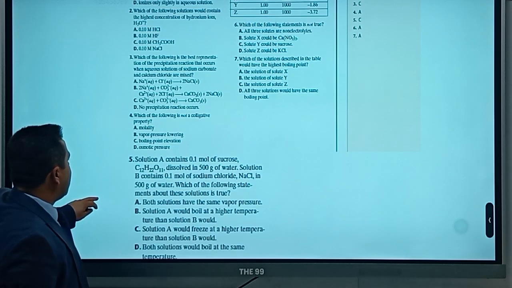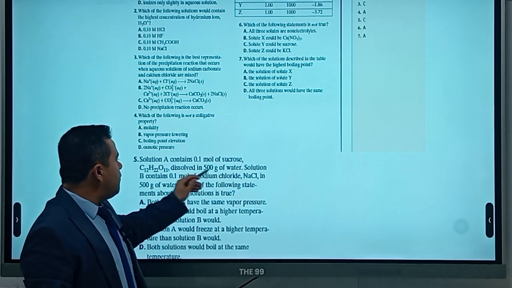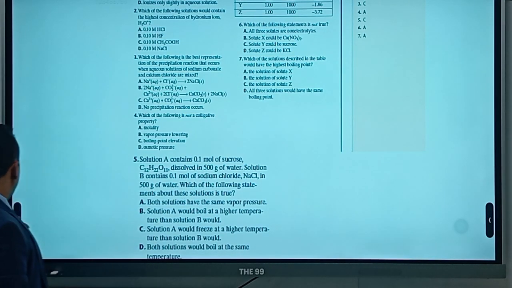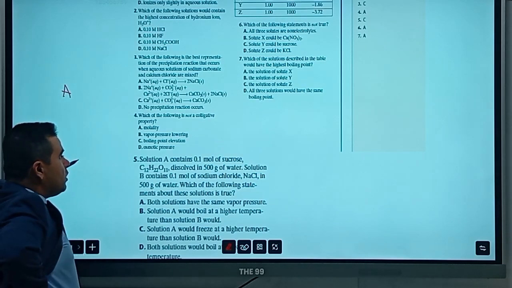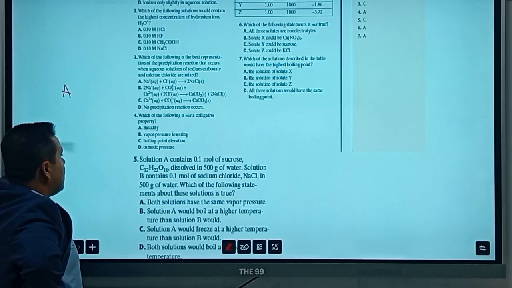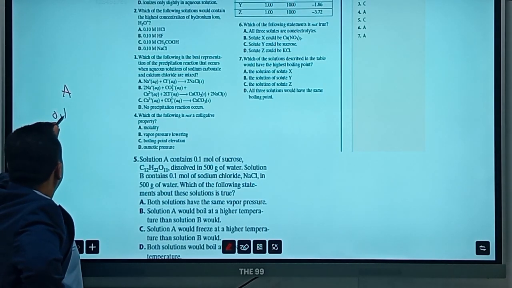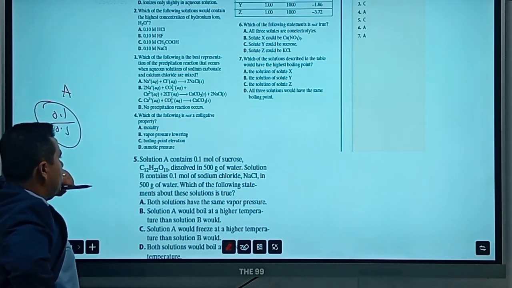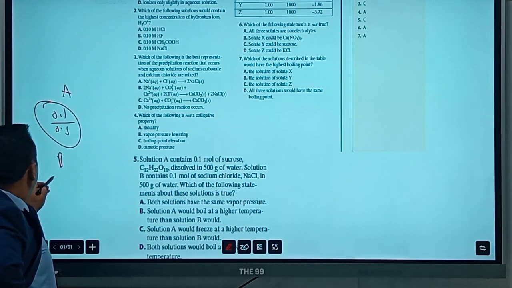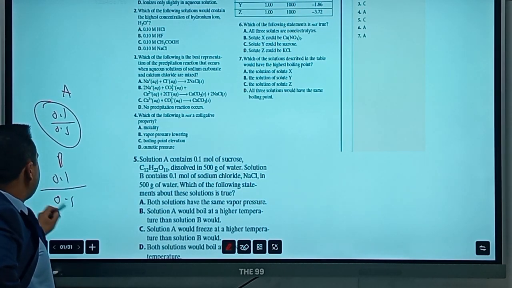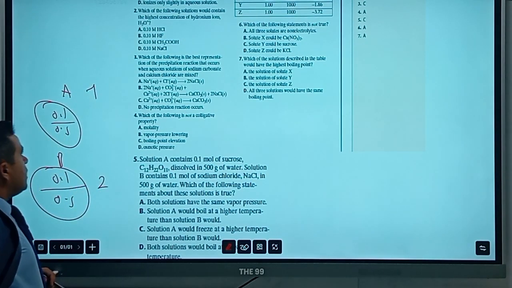Guys, solution A contains 0.1 molar sugar dissolved in 500 grams of water. Solution B, 0.1 molar. So solution A, 0.1 mole sugar, 500 grams. So the concentration will be 0.1 divided by 0.5. That will be the concentration. And solution B, the same amount, 0.1 divided by 0.5. This will be the same concentration. But the ion factor of this is 1. The ion factor of this is 2.